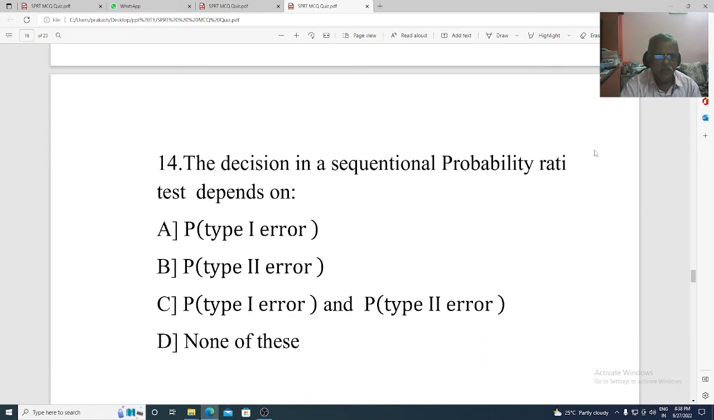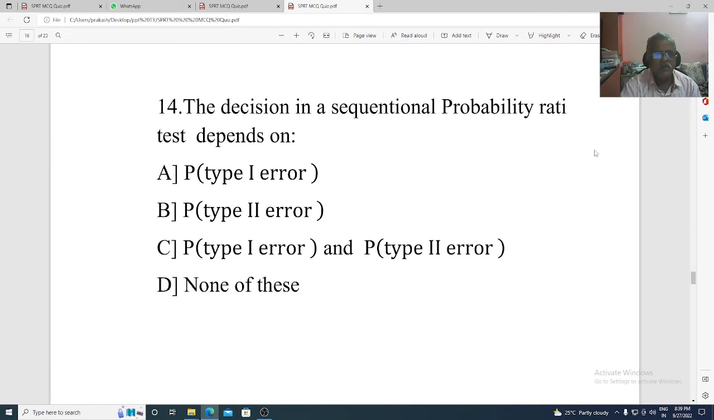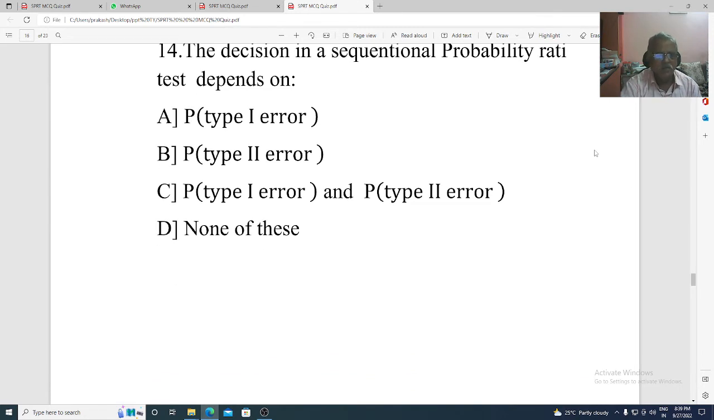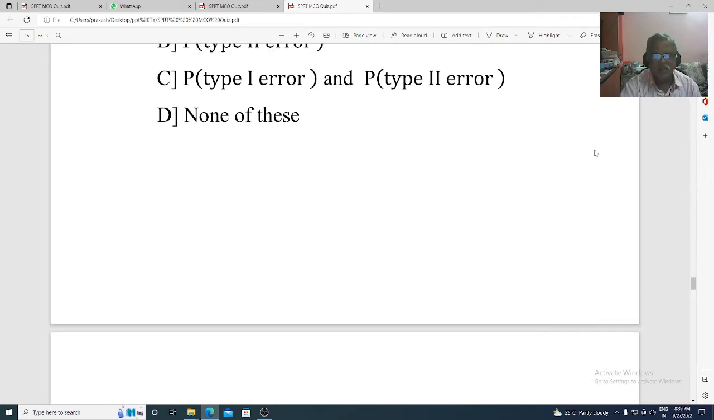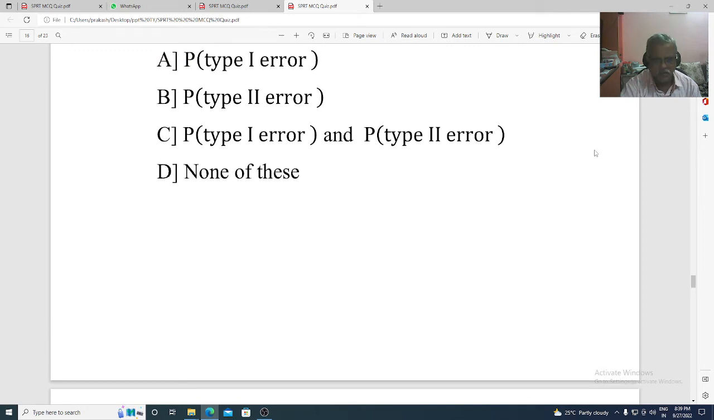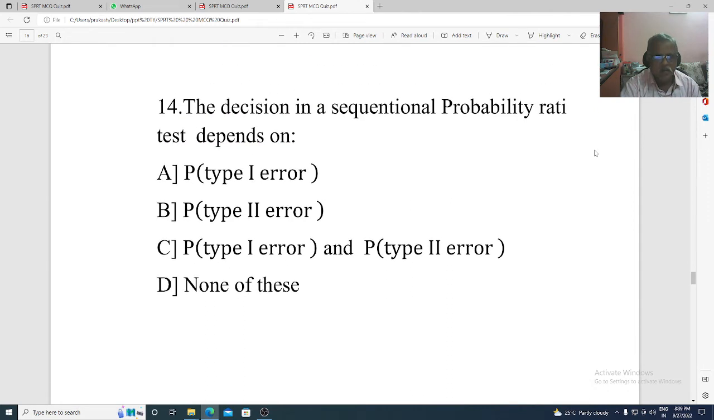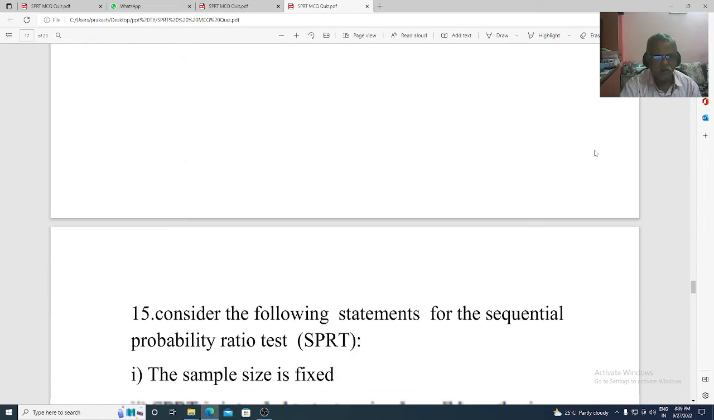Question number 14. The decision in sequential probability ratio test depends on option A, probability of type 1 error, option B, probability of type 2 error, option C, type 1 error and type 2 error, D, none of these. The correct option is option C, probability of type 1 error and probability of type 2 error.